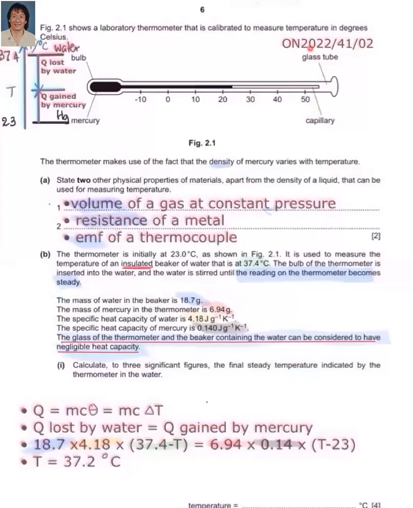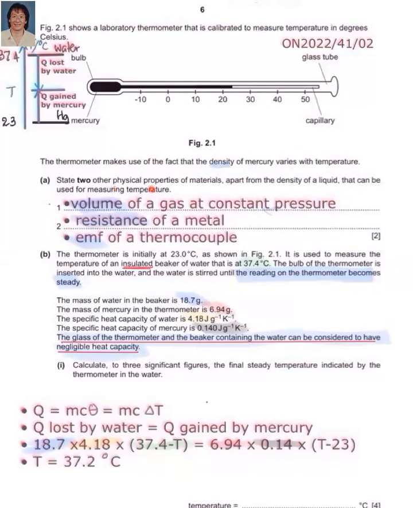This is the October/November 2022, variant 41 question. Figure 2.1 shows a thermometer that is calibrated to measure temperature in degrees Celsius. The thermometer makes use of the fact that the density of mercury changes with temperature. State two other properties of materials, apart from the density of a liquid, that can be used for measuring temperature.